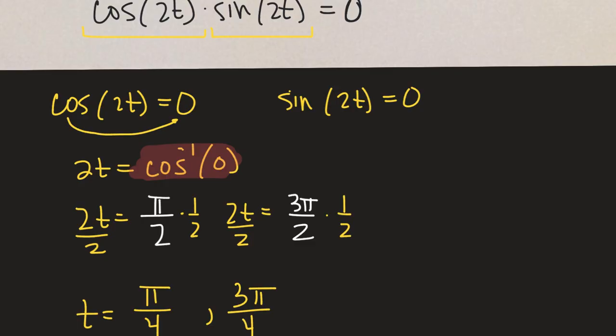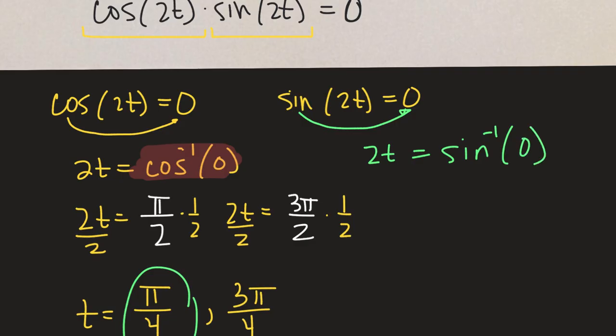So out of these two, pi over 4 comes first. Right, on the unit circle, 45 degrees is before 135 degrees. So let's see if our other equation, sine of 2t, gives us something before pi over 4. So we'll do the same thing. We want to figure out where the sine of our angle is 0. Where is that going to happen?